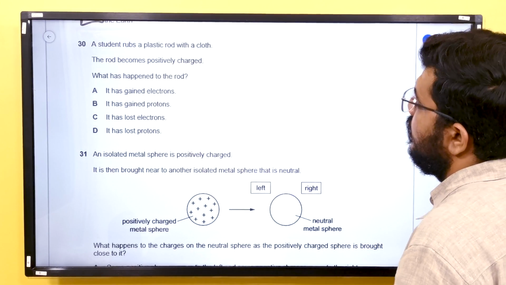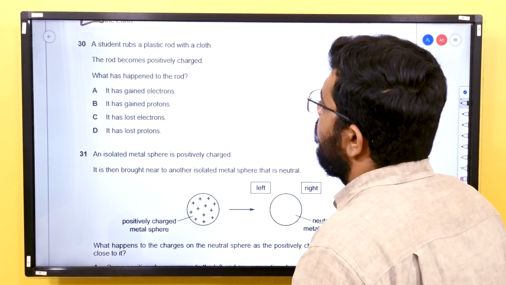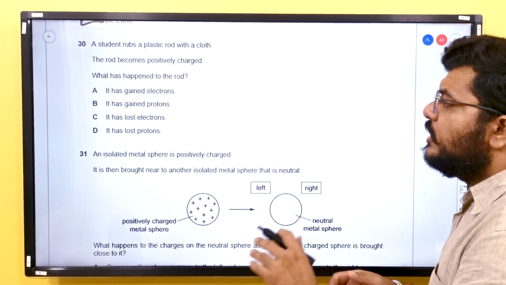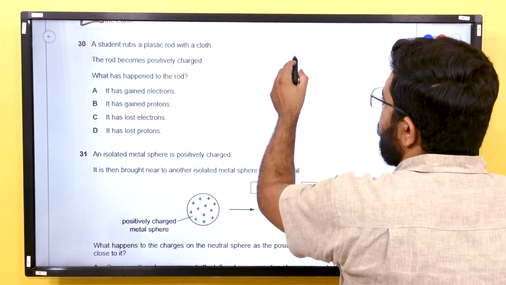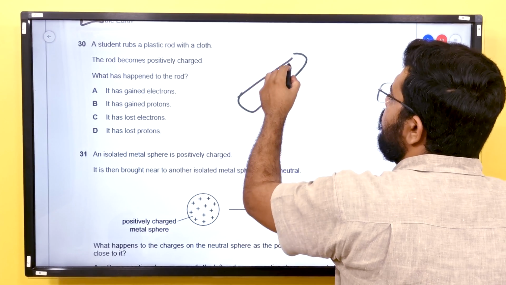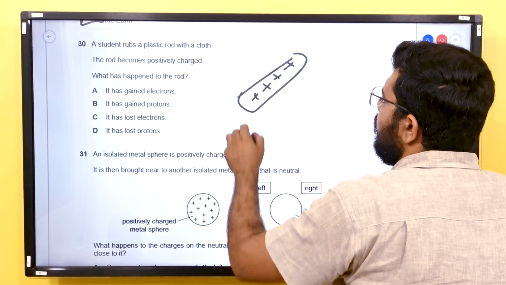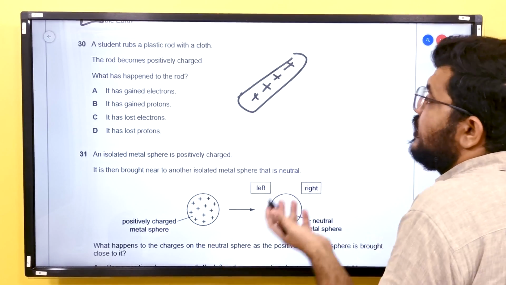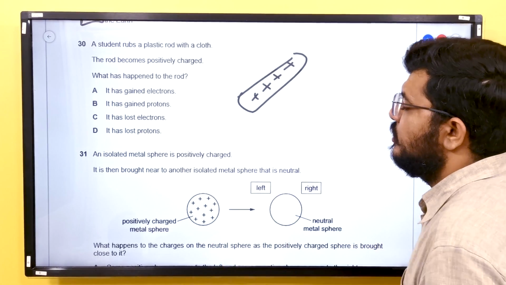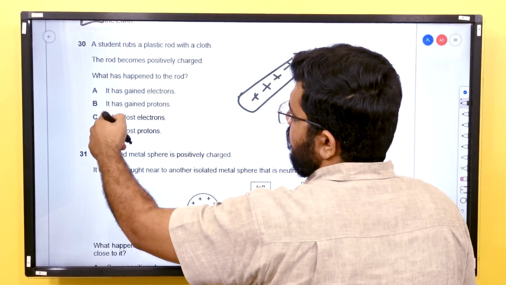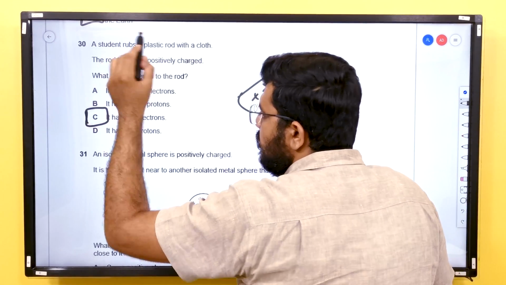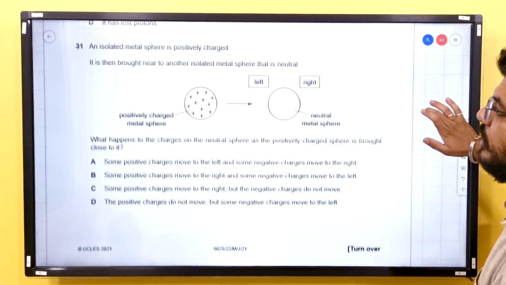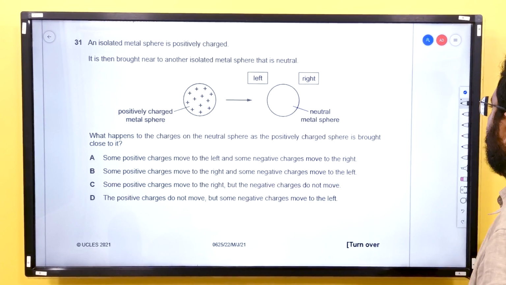Question 30. A student rubs the plastic rod with the cloth. The rod becomes positively charged. What has happened to the rod? Now if this is a rod and it becomes positively charged, it means negative charges have run away. Positive charges cannot move. So this rod has lost electrons, which happens to be option C. It has lost electrons.